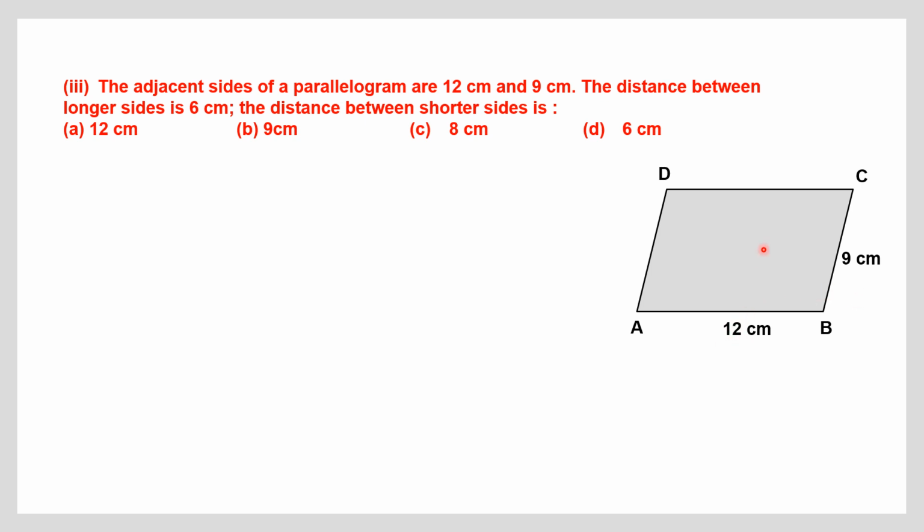Now, if this is 12 centimeters, CD is also 12. If BC is 9, AD is also 9. And here it says adjacent sides. That's how we got these. AB and BC are called the adjacent sides. So this is 12 centimeters, this is 9 centimeters.